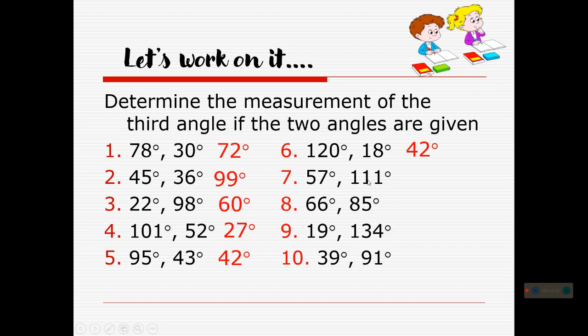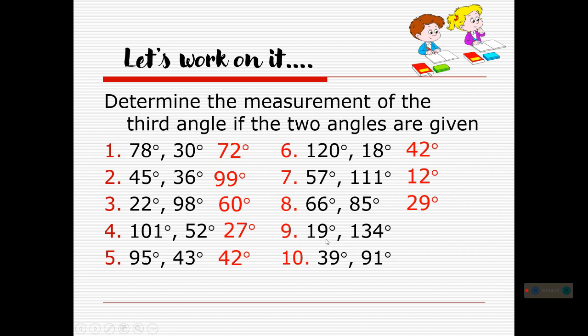Next, we have 57 degrees plus 111 degrees. Okay, your answer will be subtracted from 180 and your answer here is correct, 12 degrees. How about 66 plus 85? And then, subtract it from 180. So your answer is 29 degrees.